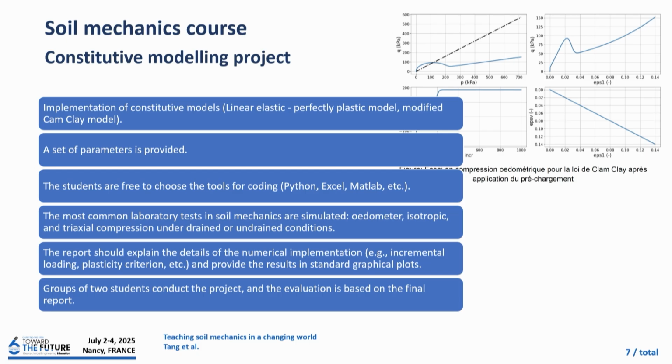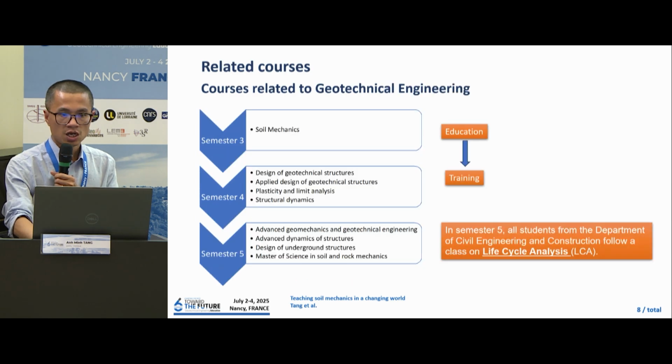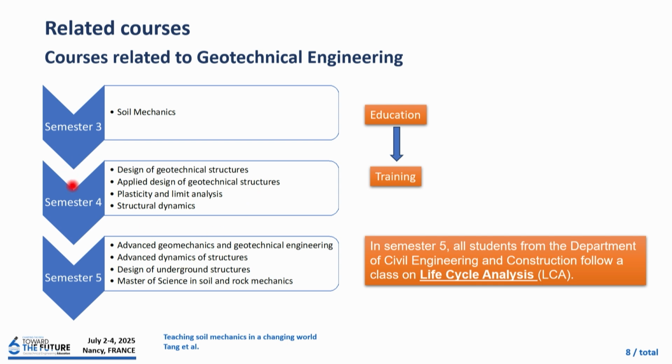And the second project is on constitutive models. After learning this, we give them a set of parameters, and we ask them to model it themselves, by writing their own code or making an Excel sheet to reproduce the behavior of soil in a triaxial test or an oedometer test, plotting graphs like that. So this is a project they do themselves. So this is the class we have. And after that, if they want to choose another semester, they have other classes on geotechnical engineering. So we give the base to continue with the other classes if they want later.